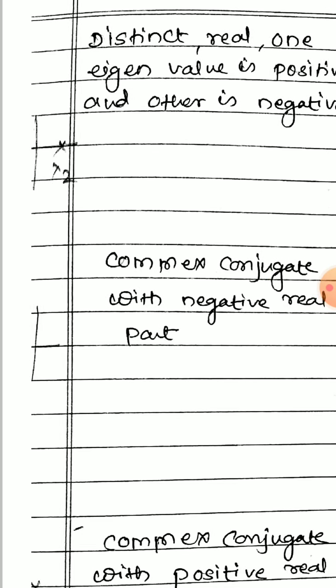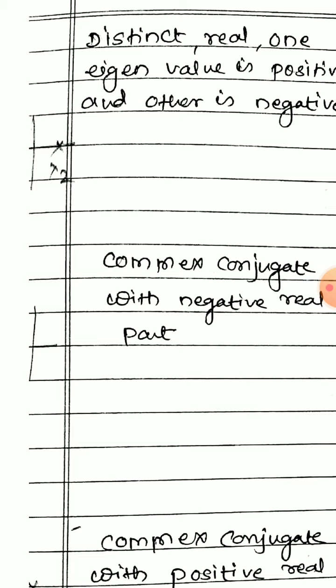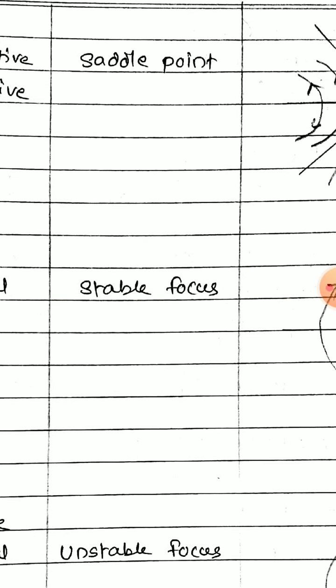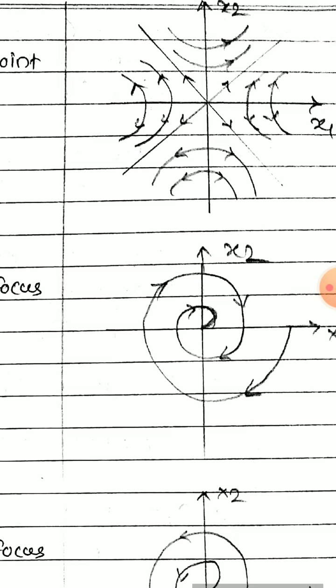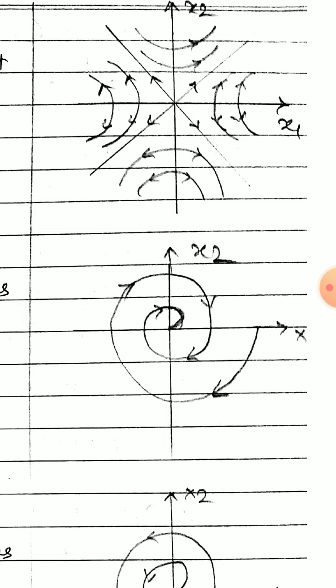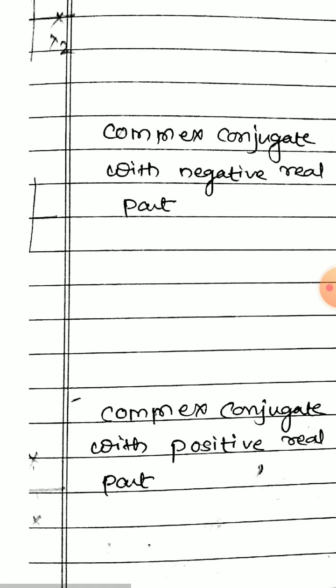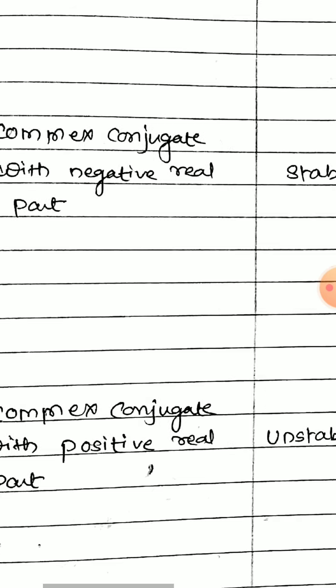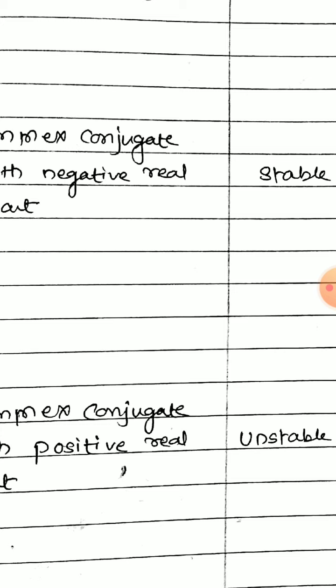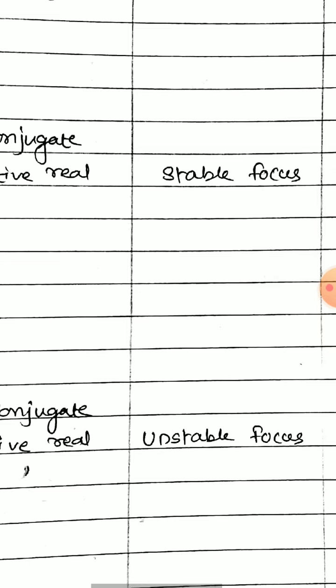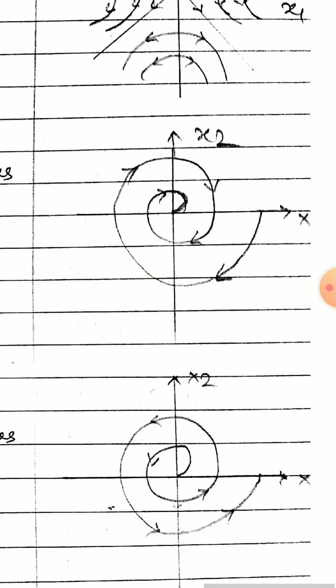That means the poles are lying in the LHS of the S-plane. That type of singular point is called a stable focus, and it can be represented by its phase portrait in standard form as shown in the figure. Now the next one is when the eigenvalues are complex conjugate with positive real part. For this, the singular point is called an unstable focus, and its phase portrait is as shown in the figure.